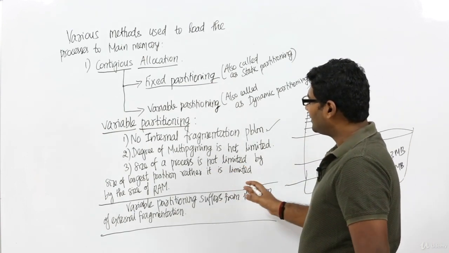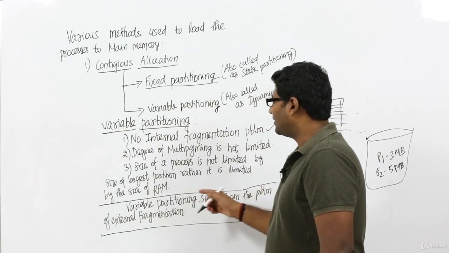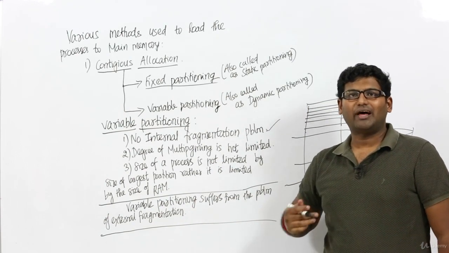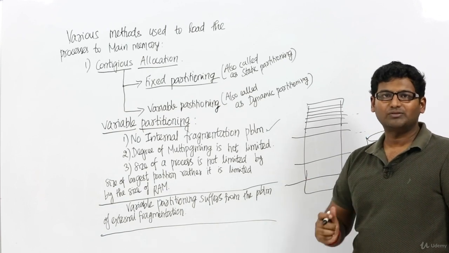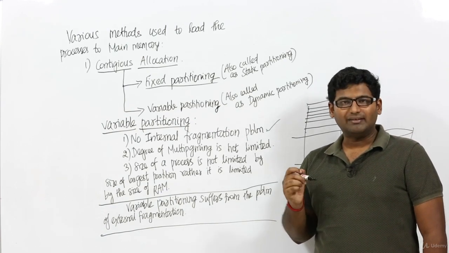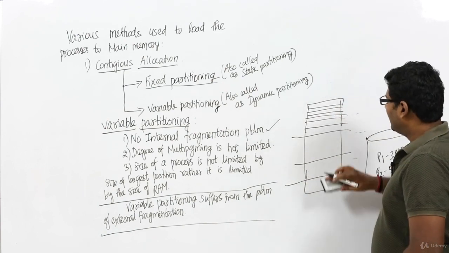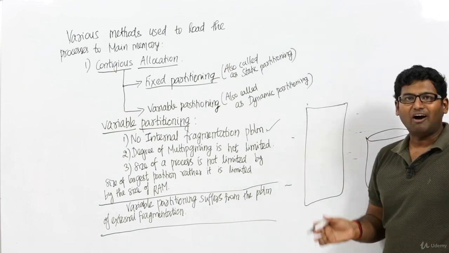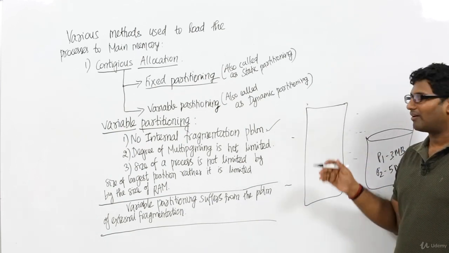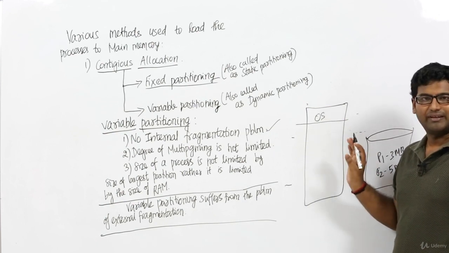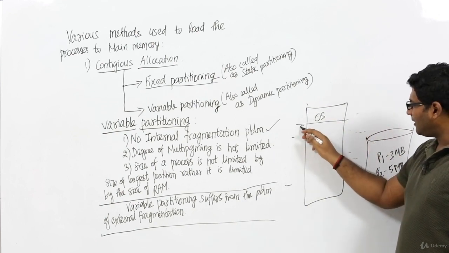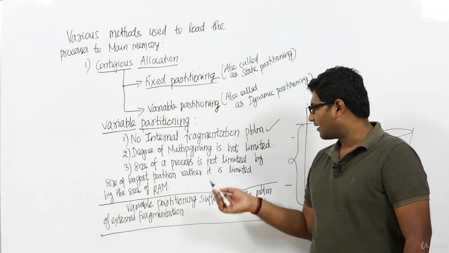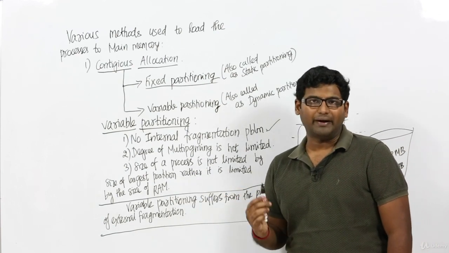Also, the size of a process is not limited by the size of the largest partition, rather it is limited by the size of the RAM. In fixed partitioning, if we had 4 partitions and the size of the largest partition is 5 MB, then we cannot place a process larger than 5 MB in the RAM. But that is not the case in variable partitioning, because the size of a single process is limited by the size of the RAM. In the worst case, our process can completely occupy the RAM. Of course, our operating system's code will always be present in the RAM, but apart from that, it can occupy the whole space. So the size of a process is limited by the size of the RAM in variable partitioning.